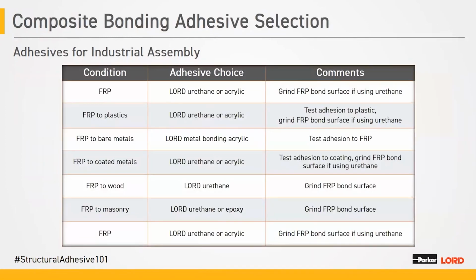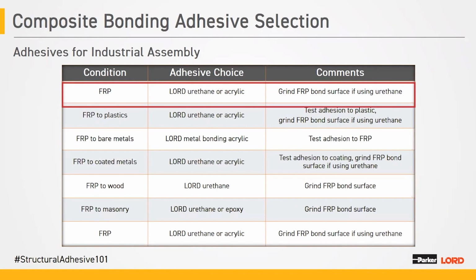So when we're selecting an adhesive, I've touched on it briefly on the previous slides. We just look at the materials themselves and how they're bonded and then which adhesives we would choose, and then potentially some comments on what we want to do. FRP, we typically recommend either an acrylic or a urethane due to the faster cure rates of those two products. Certainly an epoxy can be used. You oftentimes end up grinding the surface of the FRP if it's a urethane or using a release material itself to prepare the surface.